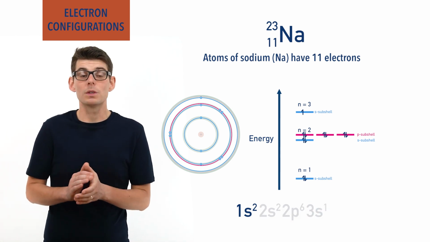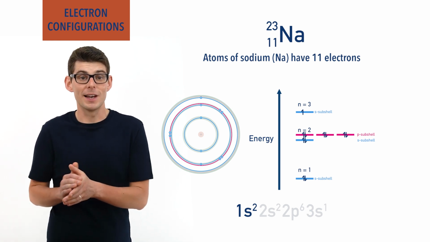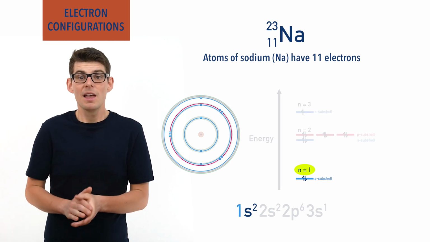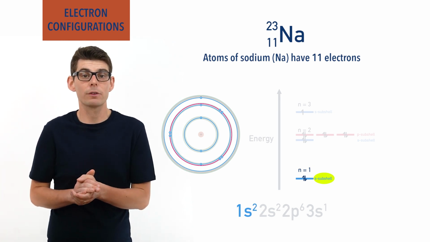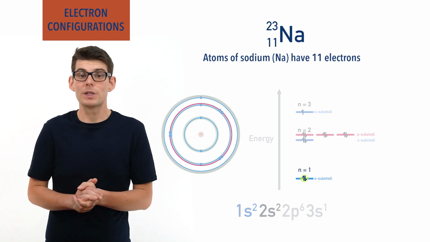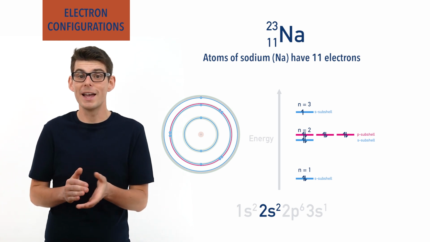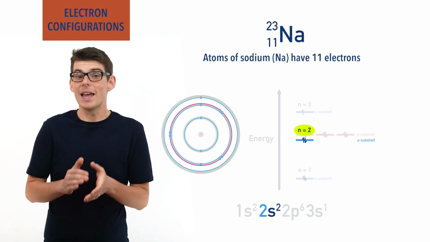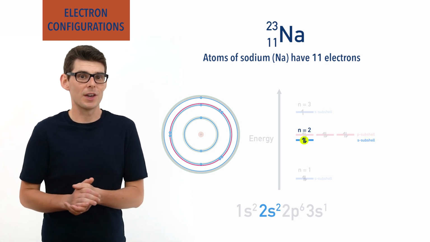The 1s2 tells us that there are 2 electrons in an s subshell within the n equals 1 energy level. The 1 means the first energy level, n equals 1. The s means an s subshell, and the 2 means there are 2 electrons in this subshell. In the same way, the 2s2 tells us that there are 2 electrons in an s subshell within the n equals 2 energy level. The 2 means the second energy level, n equals 2. The s means an s subshell, and the 2 means there are 2 electrons in this subshell.